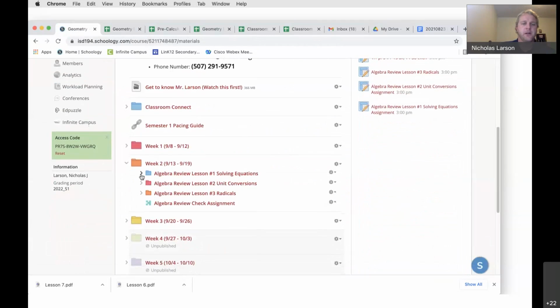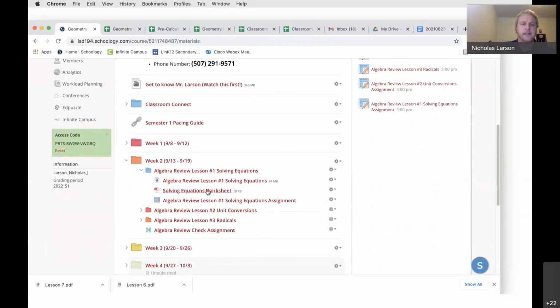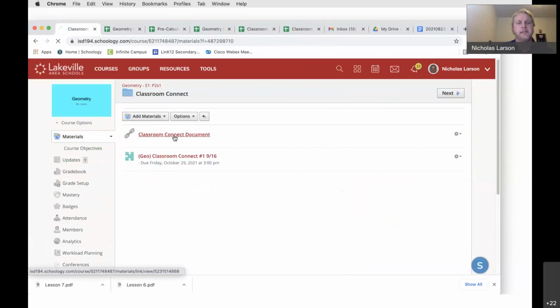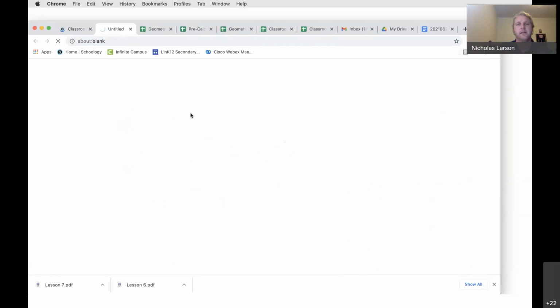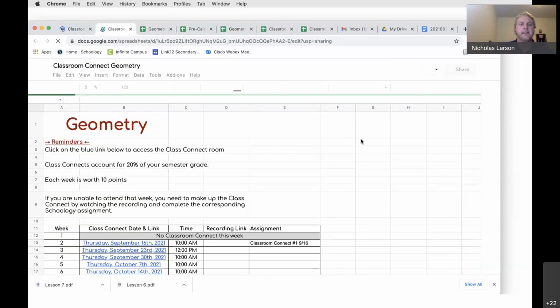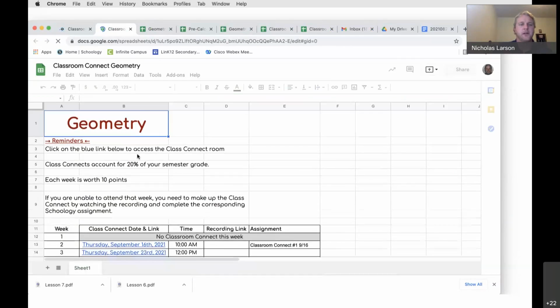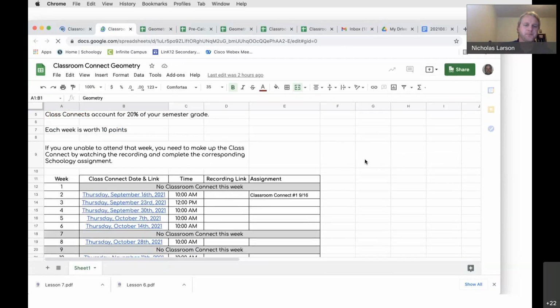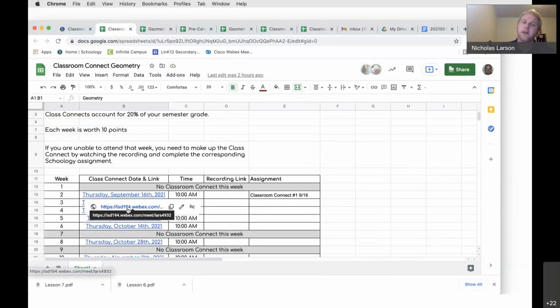Here's the lesson, here's the worksheet, and this is where you would submit your assignment. For Class Connects, you can open this up. Here's the document, and everything is going to be labeled here. Class Connects are 20%, and each week is worth 10 points. You can just click this link. I'll also post it on updates, but you can open it up and go right there.